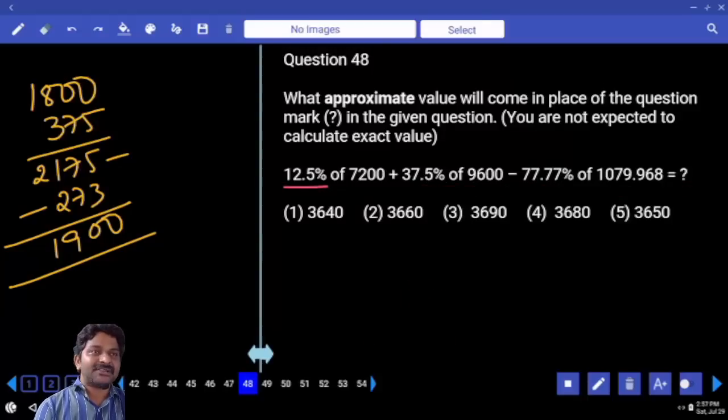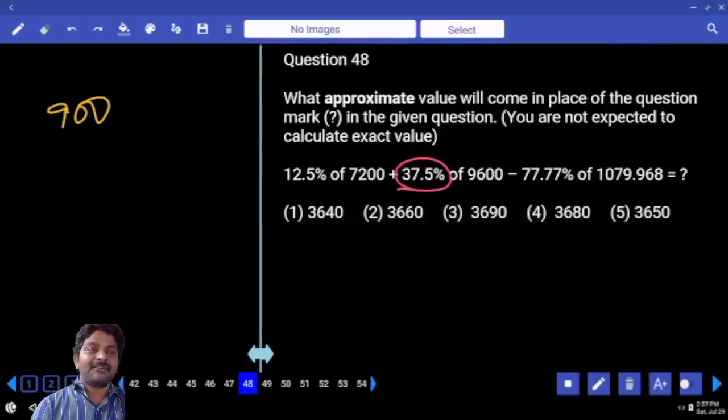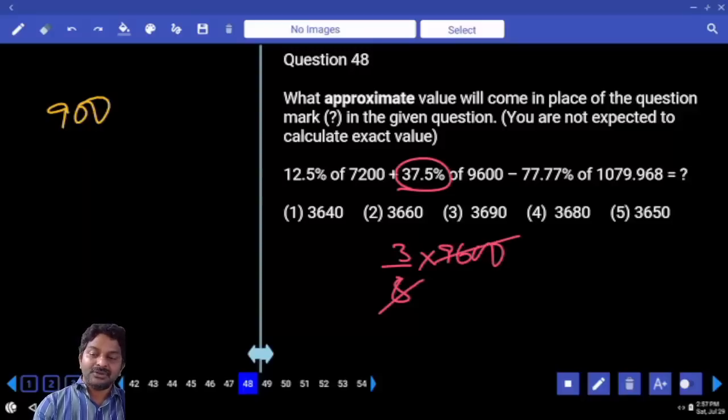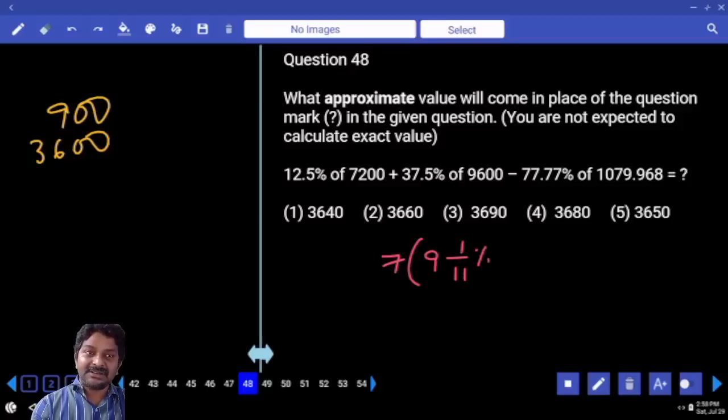12 and a half in fractional form. 1/8 of 7200. Okay. 37.5%. 3 by 8 upon 9600 only. 8 how many times? 1200 into 3. 3000 minus this, can I write it as 7 into 11.11%? Can I write that same as 7 into 9 1 by 11%? 9 1 by 11 in the sense 1 by 11 only. That is 7 into 1 by 11 only.